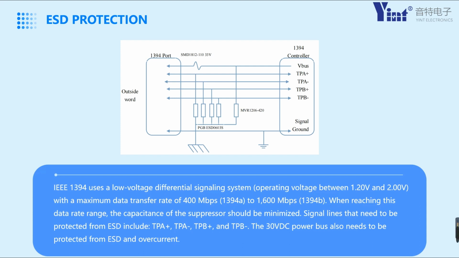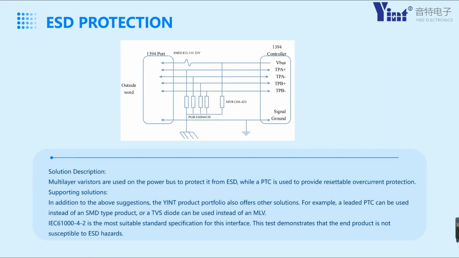Signal lines that need to be protected from ESD include TPA+, TPA-, TPB+, and TPB-. The 30 VDC power bus also needs to be protected from ESD and overcurrent. Solution description.